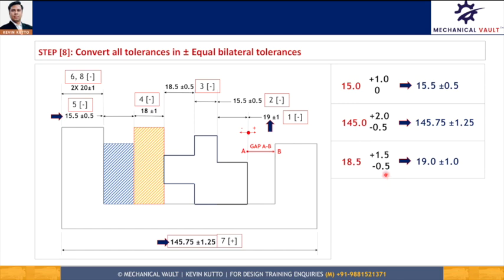Same way here also. Here total tolerance is 2 mm. So that is plus minus 1 mm. And the lower limit was 18.5 minus 0.5, which was 18. So 18 plus 1 is 19. So that is how we got the mean, right? So every unequal bilateral tolerance or unilateral tolerance is converted into equal bilateral tolerance, and then we replace that here. As you can see, all these tolerances are replaced where I have shown the arrow.